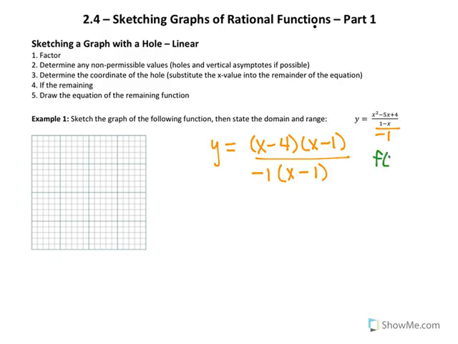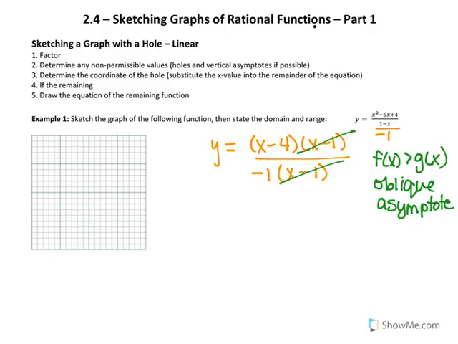So f of x is greater than g of x, which means I have an oblique asymptote. Good to know. All right, we also are going to cancel, which means we have a hole, and the hole is at x equals 1. Our simplified equation is going to be x minus 4 over negative 1, so negative x minus 4, which is the same as negative x plus 4.